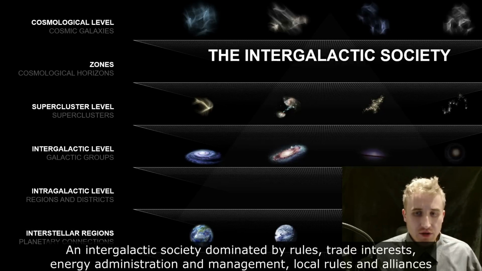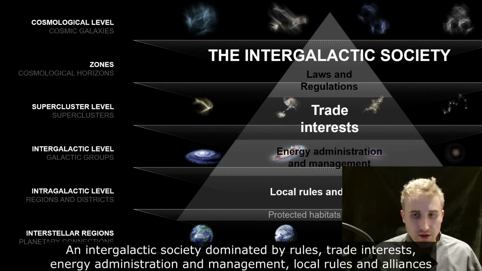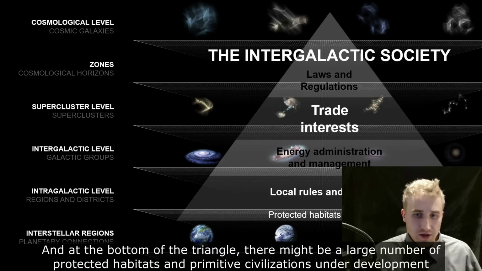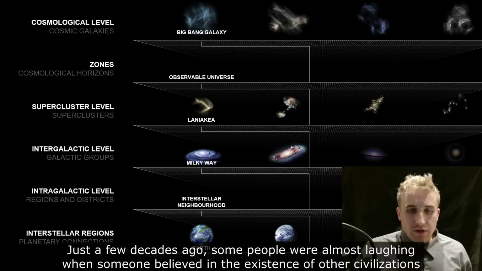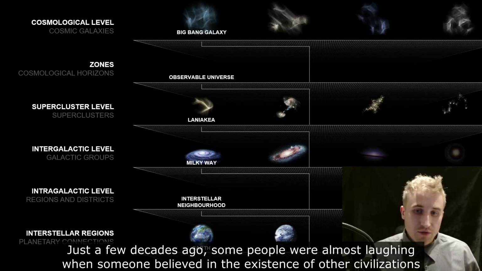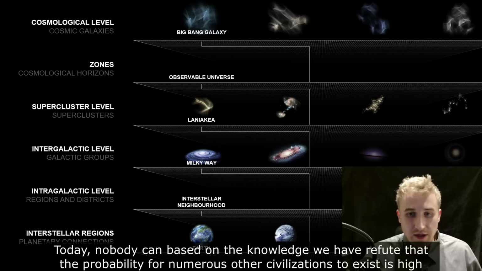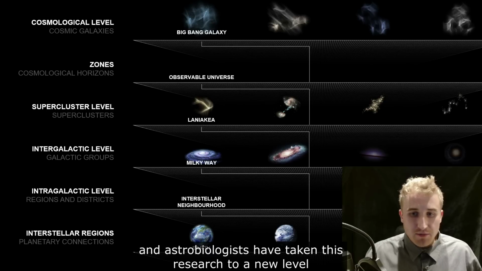An intergalactic society dominated by rules, trade interests, energy administration and management, local rules and alliances, and at the bottom of the triangle there might be a large number of protected habitats and primitive civilizations under development, and we might be one of them. Just a few decades ago, some people were almost laughing when someone believed in the existence of other civilizations. Today, nobody can, based on knowledge we have, refute that the probability for numerous other civilizations to exist is high, and astrobiologists have taken this research to a new level.